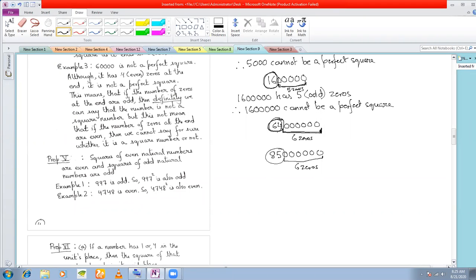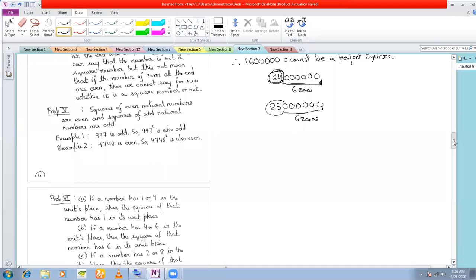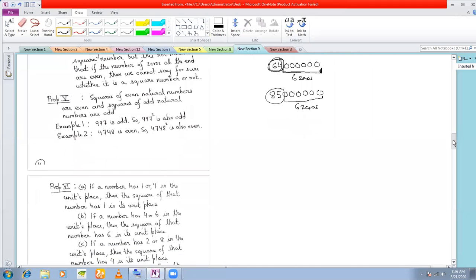But definitely, for whatever number, if it has an odd number of zeros, whether the other digits form a perfect square or not, you can definitely say that it is not a perfect square. Once you see an odd number of zeros, you can say it is not a perfect square. But if you see an even number of zeros, it is still not sure whether the number is a perfect square or not. Then you will have to check the other digits. Okay, so I hope there are no questions from this. Next property.